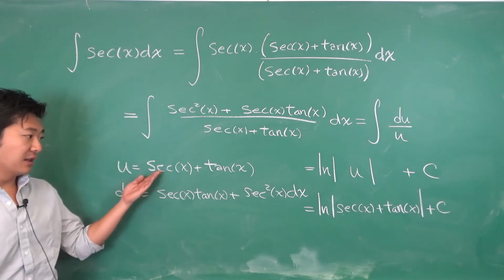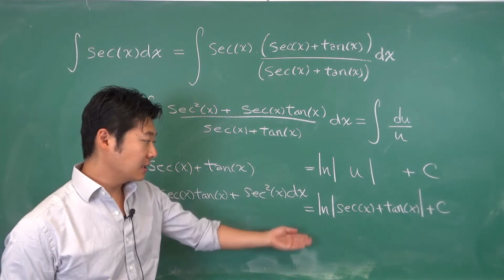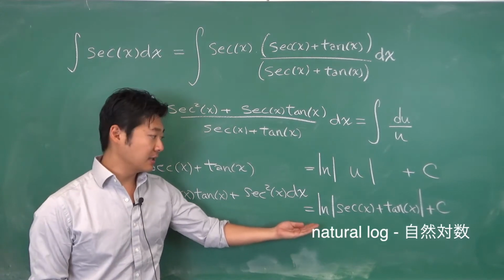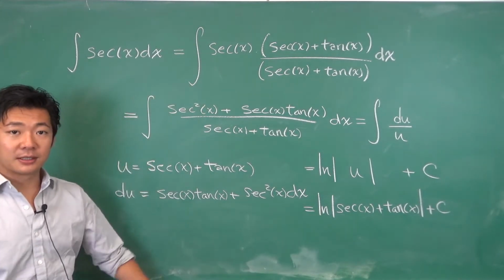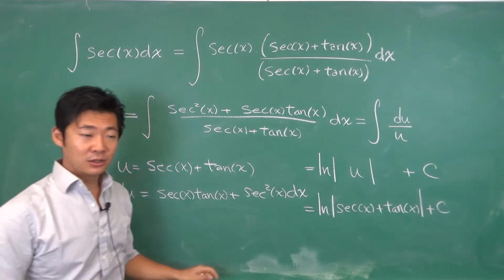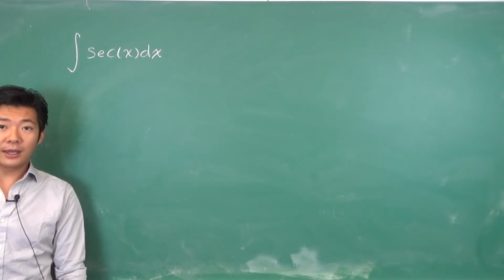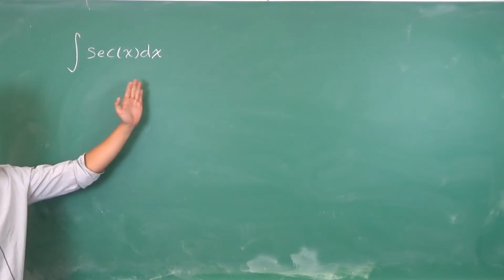By substituting this back into here, we get the antiderivative of secant is natural log secant plus tangent plus some constant. Now thinking of this first step is a little tricky, so let's do another way to compute the antiderivative of secant. The alternative way is to write this out as one over cosine.